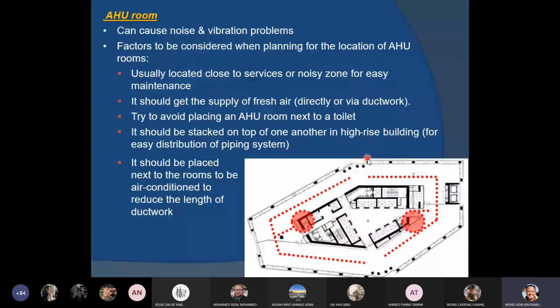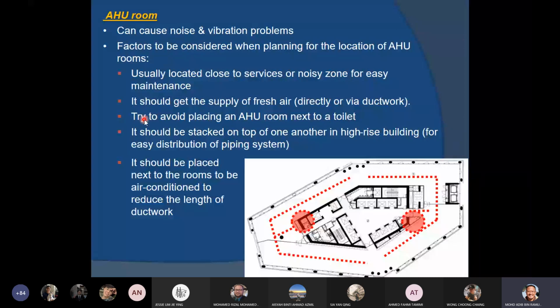As I already mentioned, it is normally located close to services or noisy zones for easy maintenance. Okay, and then you should get supply of fresh air directly or via ductwork. As you can see here, the location is in the middle of the building, so there's no way it can get direct supply of fresh air from the window. So you need to introduce ductwork to get fresh air from the outside.